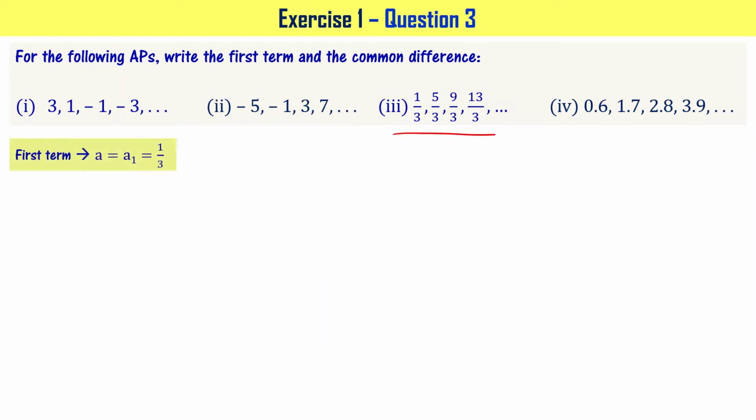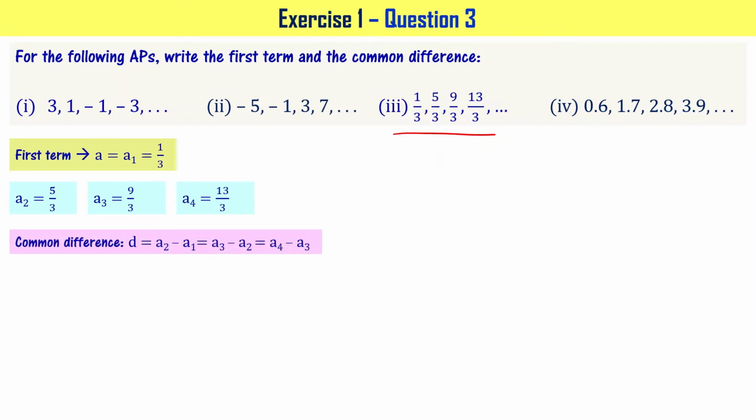Now let's look at the third part of the problem. Here the first term is 1 by 3. The next term is 5 by 3. A3 is 9 by 3 and A4 is 13 by 3. The common difference is going to be A2 minus A1.